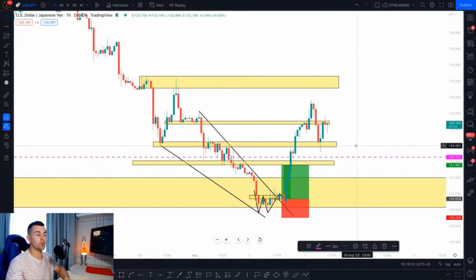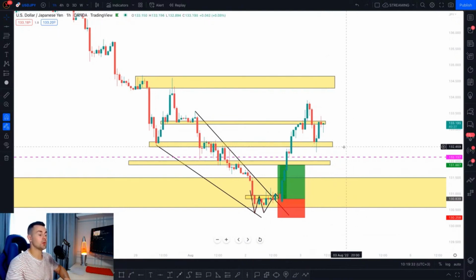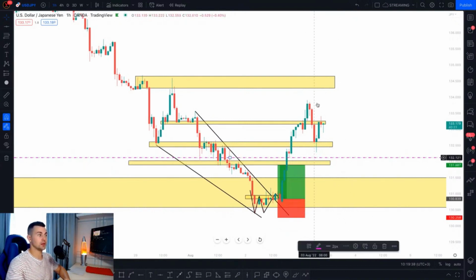So I want you to do the same thing. If you are in the trade, take your stop loss and move it to that level. Yes, and let's hope that the pair will manage to go higher. The updates for the dollar yen pair will be given again tomorrow on tomorrow's live stream. So let's hope that the dollar yen pair will go higher to higher structure levels.